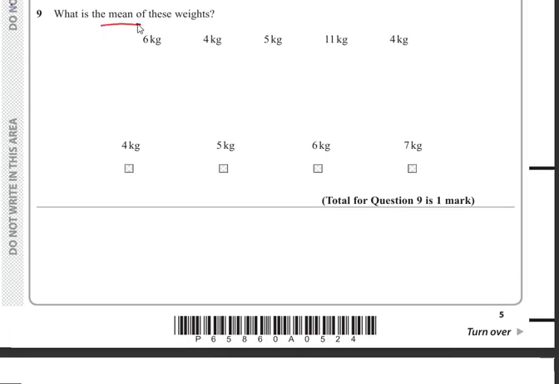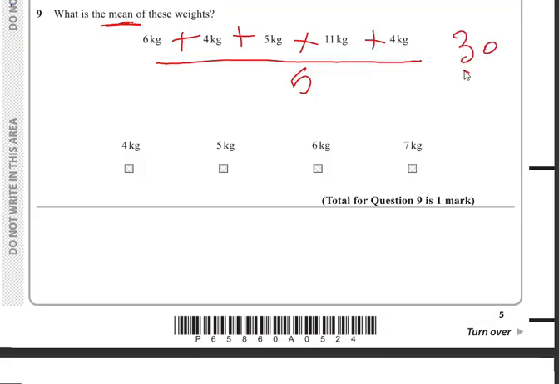Now, what's the mean? Whenever you're asked about the mean, you just add all of these numbers, plus, plus, plus, plus, and then you divide by the numbers that you have. So how many numbers do I have? 1, 2, 3, 4, and then 5. Okay, let's actually do this one. So 6 plus 4, that's 10, 15, and then you have 26. 26 plus 4, that's 30. So 30 divided by 5 equals 6. That means the mean is 6.